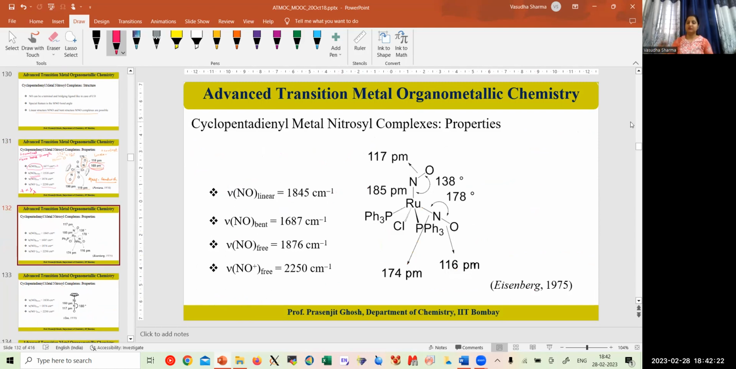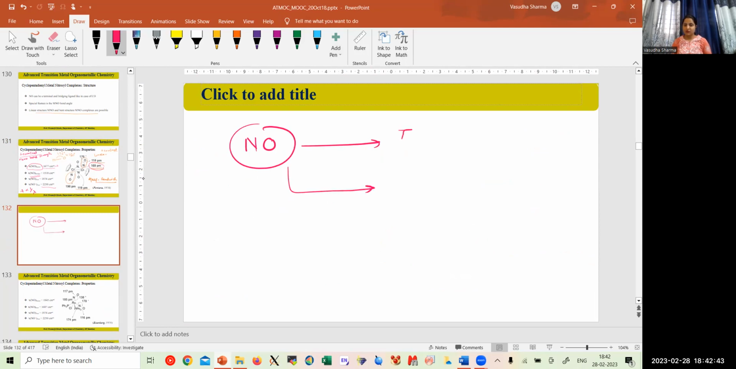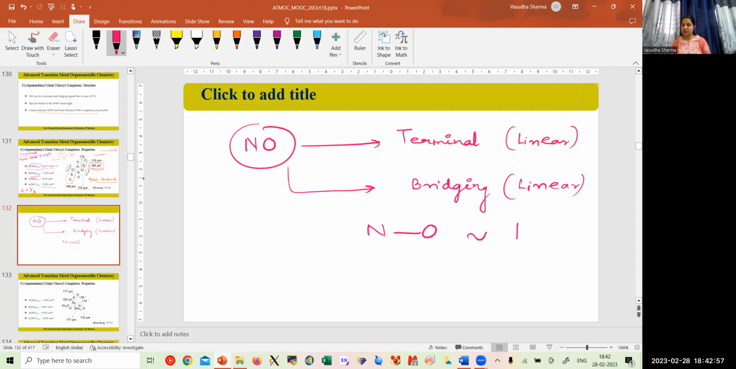Moving ahead, another molecule where it is having nitrosyl. Earlier we saw the NO ligand, which is terminal but linear, and bridging. There also it was linear. So the bond angle was around 176 or 179. So it was linear only.